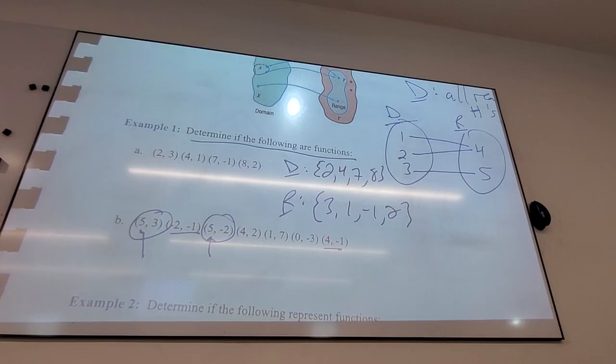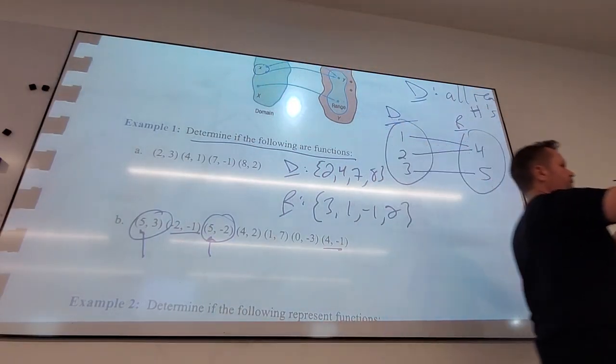I can make the definition of a function into a visual test. Sam, have you never heard of the vertical line test? Okay. So that is the visual representation of the definition of function. Every input can have only one output, so if I draw a vertical line and it goes more than once through the graph, it can't be a function, because that would mean an input has more than one output.